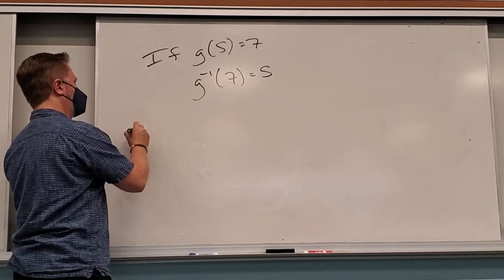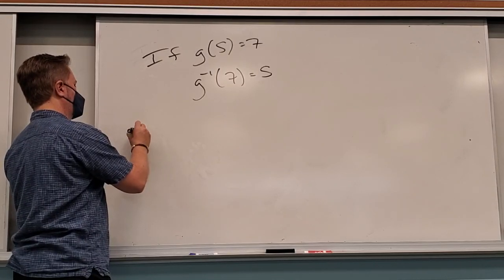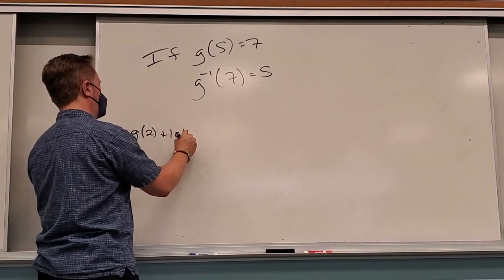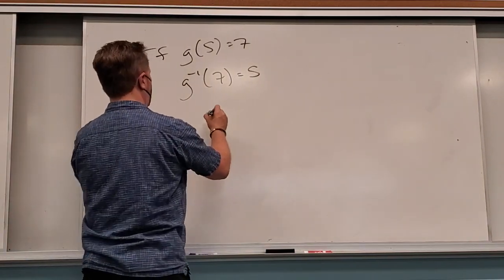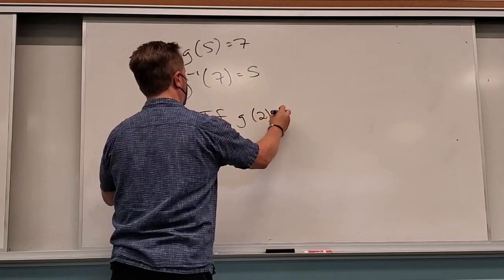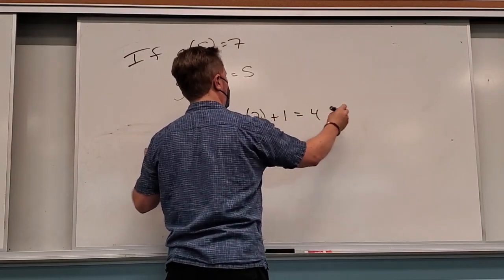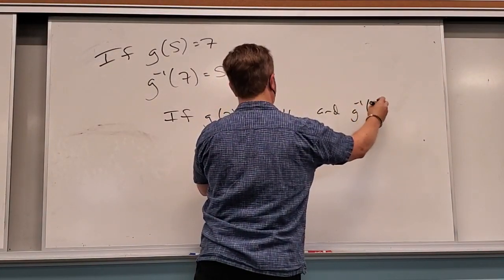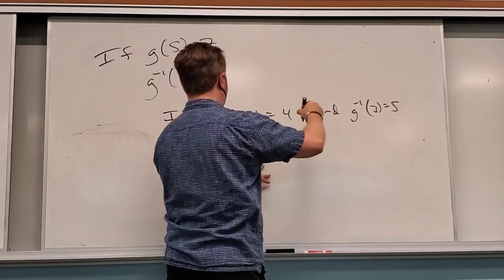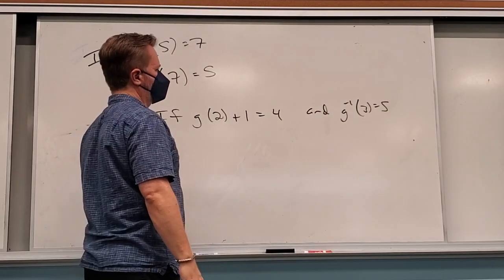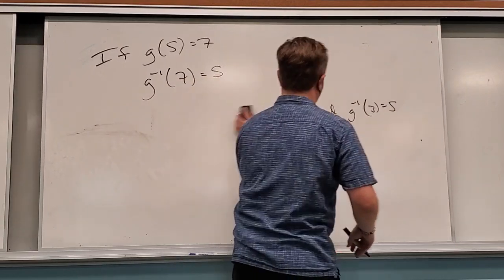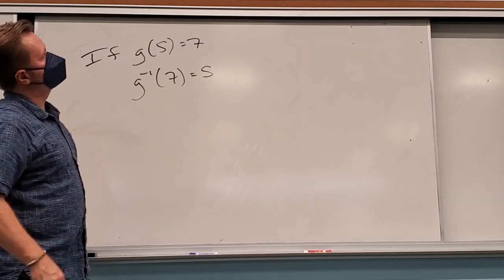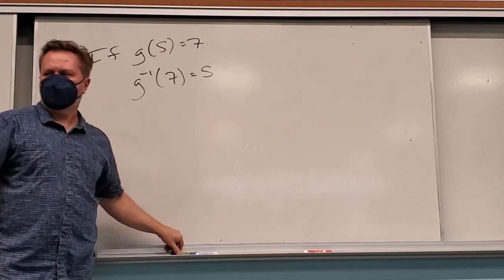Let me see if I can create the problem I want to do. If g of 2 plus 1 equals 4, and g inverse of 3 equals 5, that's not really what I want. All right, I'll think about it. Don't worry about that one. That's kind of like a next level up. I don't know if I want to do that to you. That's plenty. We'll leave a little bit early.